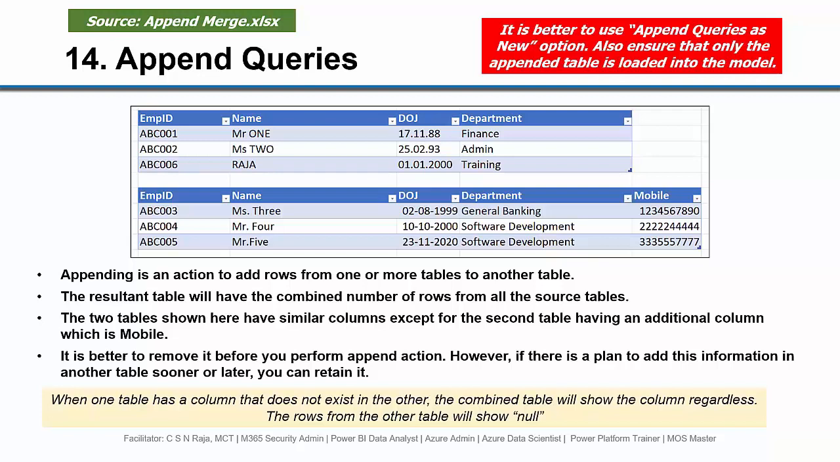However, if there is a plan to add this information in another table sooner or later, you can retain it. When one table has a column that does not exist in the other, the combined table will show the column regardless. The rows from the other table will show null. It is better to use the append queries as new option. Also ensure that only the appended table is loaded into the model.